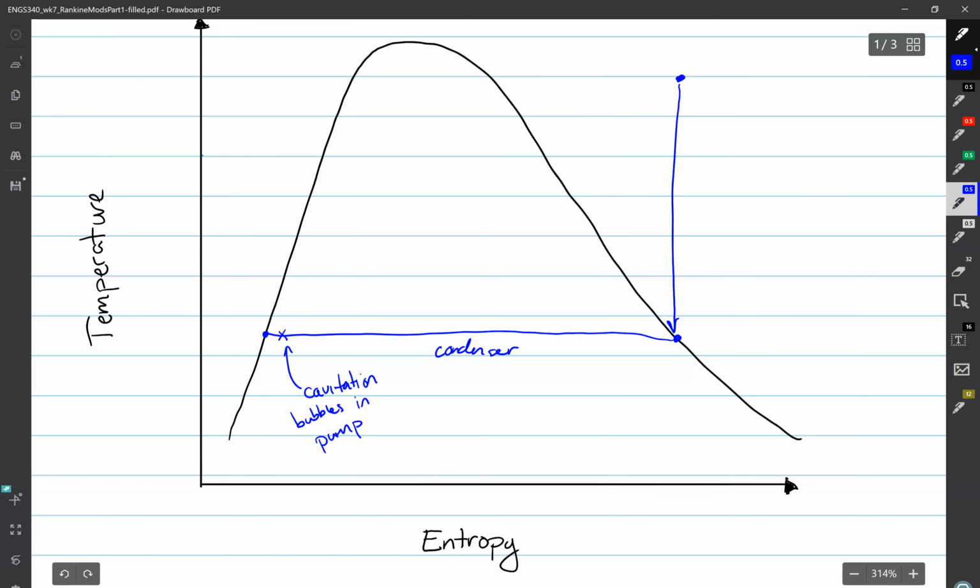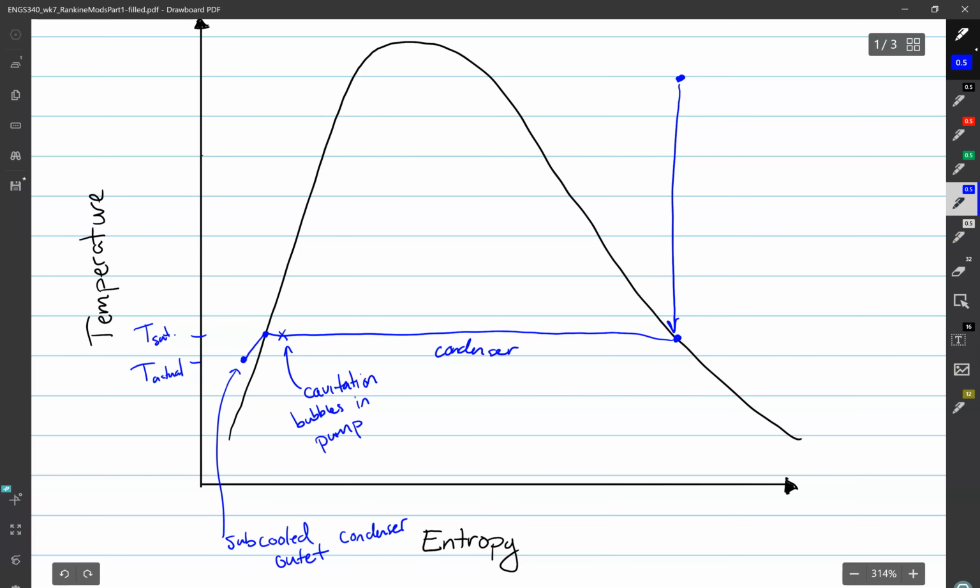So what we do instead is we cool down to here. So this is T-sat. This is T actual. We cool down to here, and this is a subcooled condenser outlet.